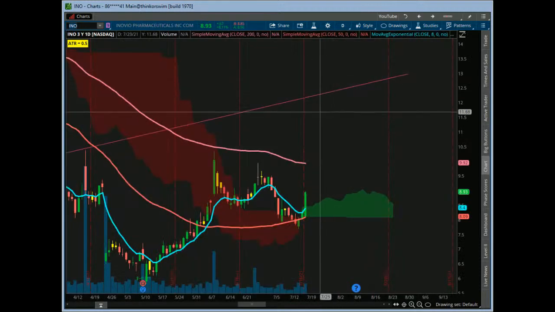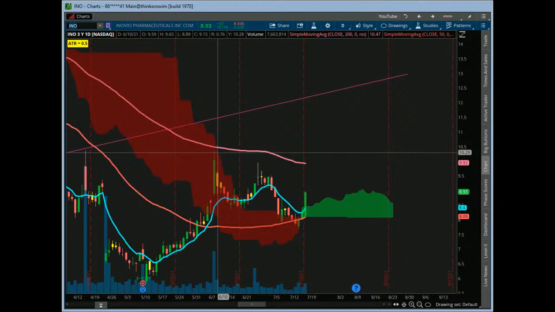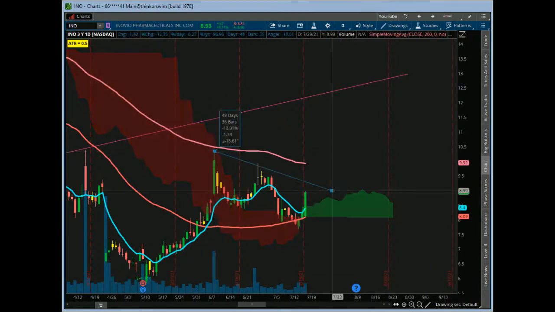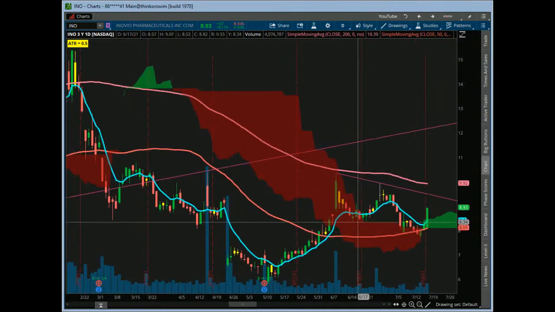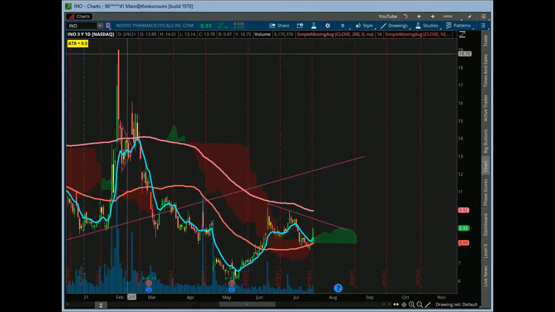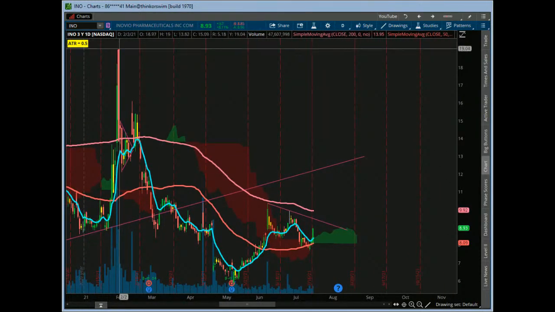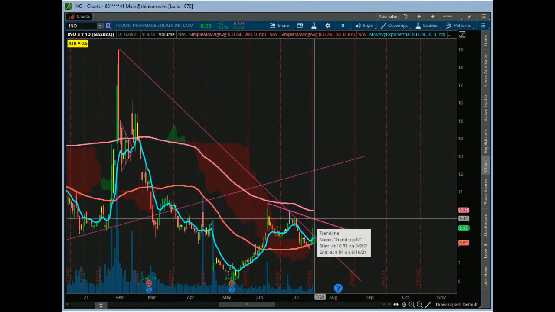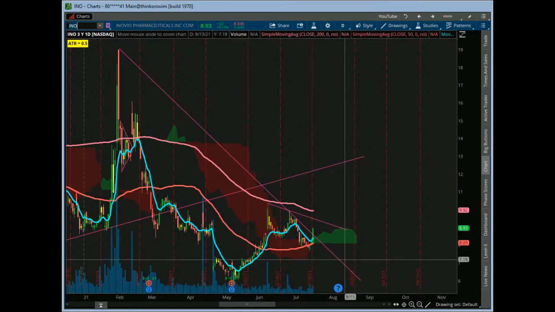Anyway, big push here off the cloud with increasing volume. So definitely something to keep an eye on here. The one thing you still have to keep in mind, it's kind of rough right there. It is breaking out of this trend line right here. So there's a chance, but watch for potential resistance here at that 950 level on INO.